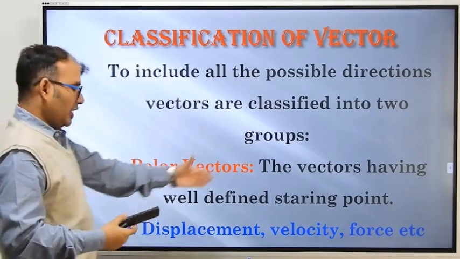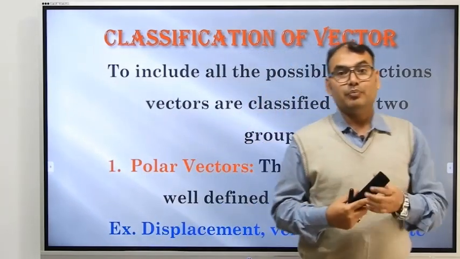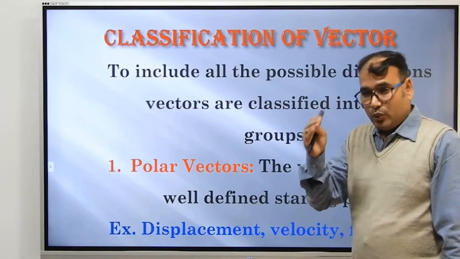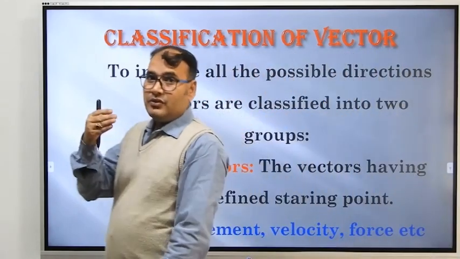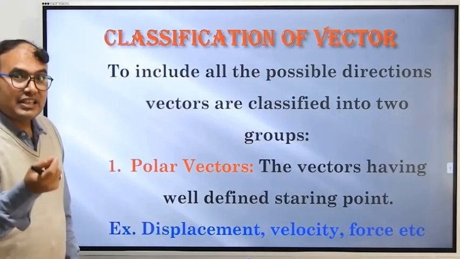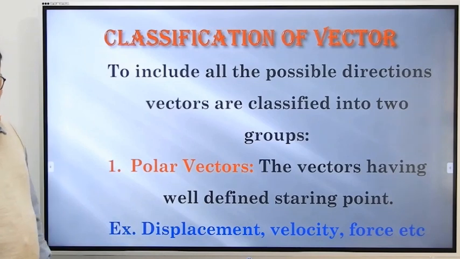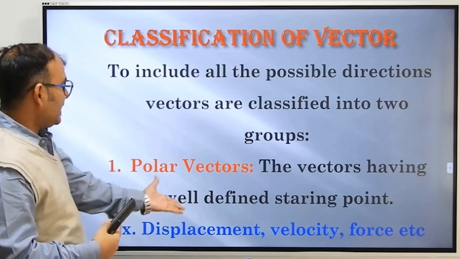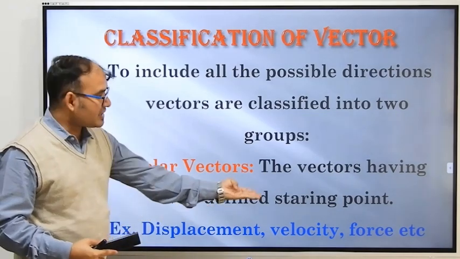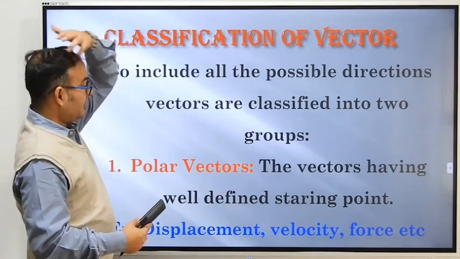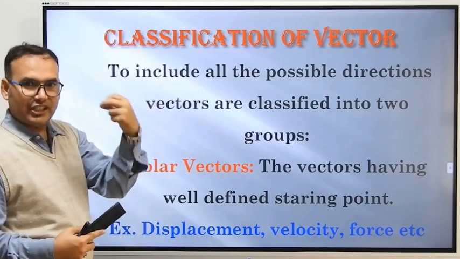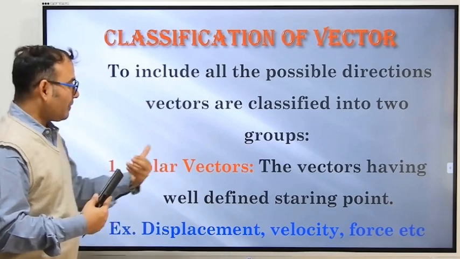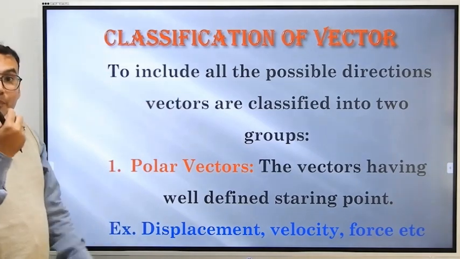One is the polar vector. So, what is polar vector? First, we need to understand what is polar vector. Polar vectors are those vectors which have their specified, or well-defined, starting point. The vectors which have a specific, well-known starting point, right? These type of vectors are called the polar vector.